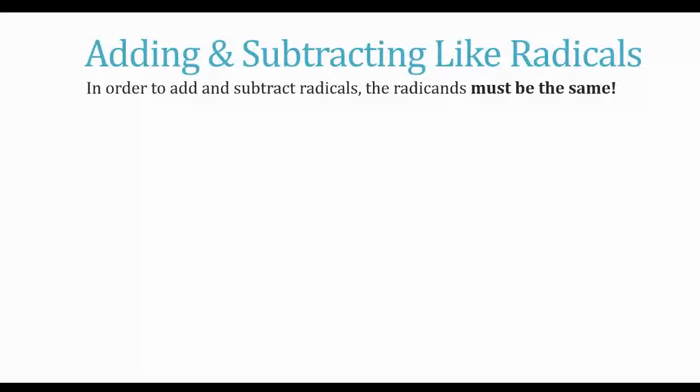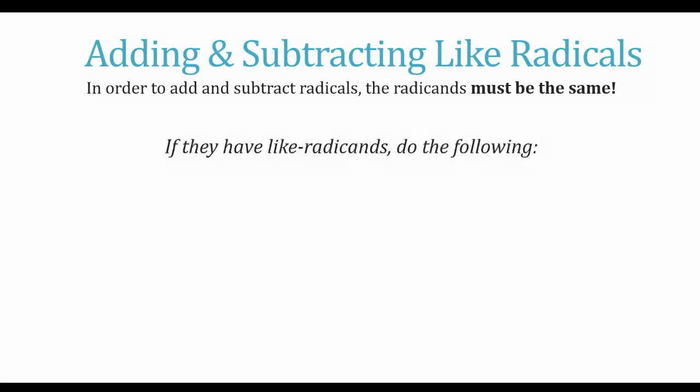In order to add and subtract radicals, the radicands must be the same. If you do not have like radicals and the radicals aren't the same, you cannot add them or subtract them. You can multiply them and divide them. That's a whole different story, but you're not able to add or subtract them. Just like if we don't have like terms, we can't combine them. Same thing. If we don't have like radicals, we cannot combine them. So it's the first thing that we need to keep in mind. They have to be the same.